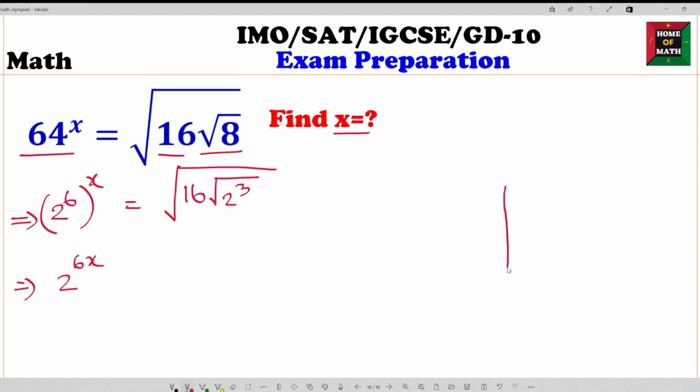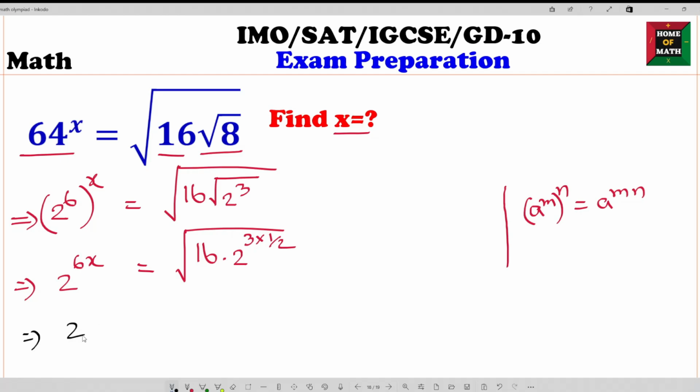Why? Because we know (a to the power m) to the power n means a to the power mn. Equals to here is root 16, and we don't want to use this root sign, so we can write 2 to the power 2 here, 3 times 1 by 2, right? Now here is 2 to the power 6x, and here this 16 we can write 2 to the power 4, and here is 2 to the power 3 by 2, and whole root.